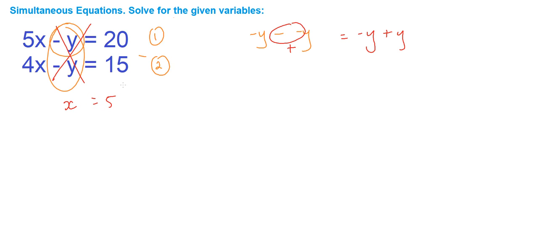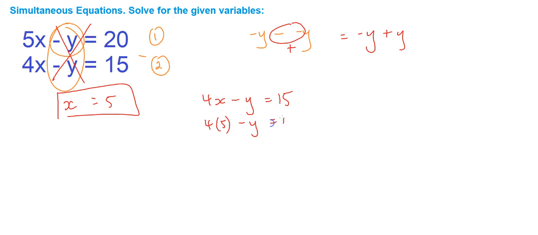Now we already know what x is, so to find out y we just substitute. I'll use the bottom equation. It says 4x minus y equals 15. Now I already know what x is, 5, so 4 multiplied by 5 minus y will equal 15. So I'll just tidy that up and simplify. 4 times 5 is 20, minus y equals 15.